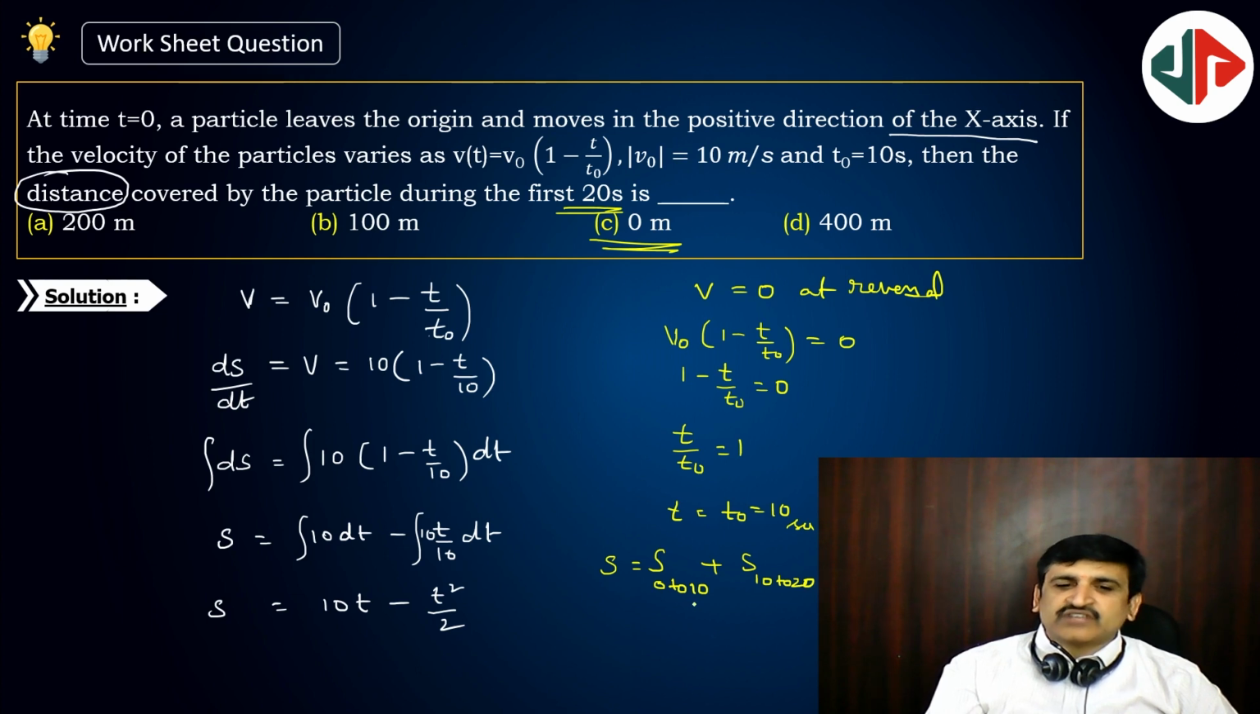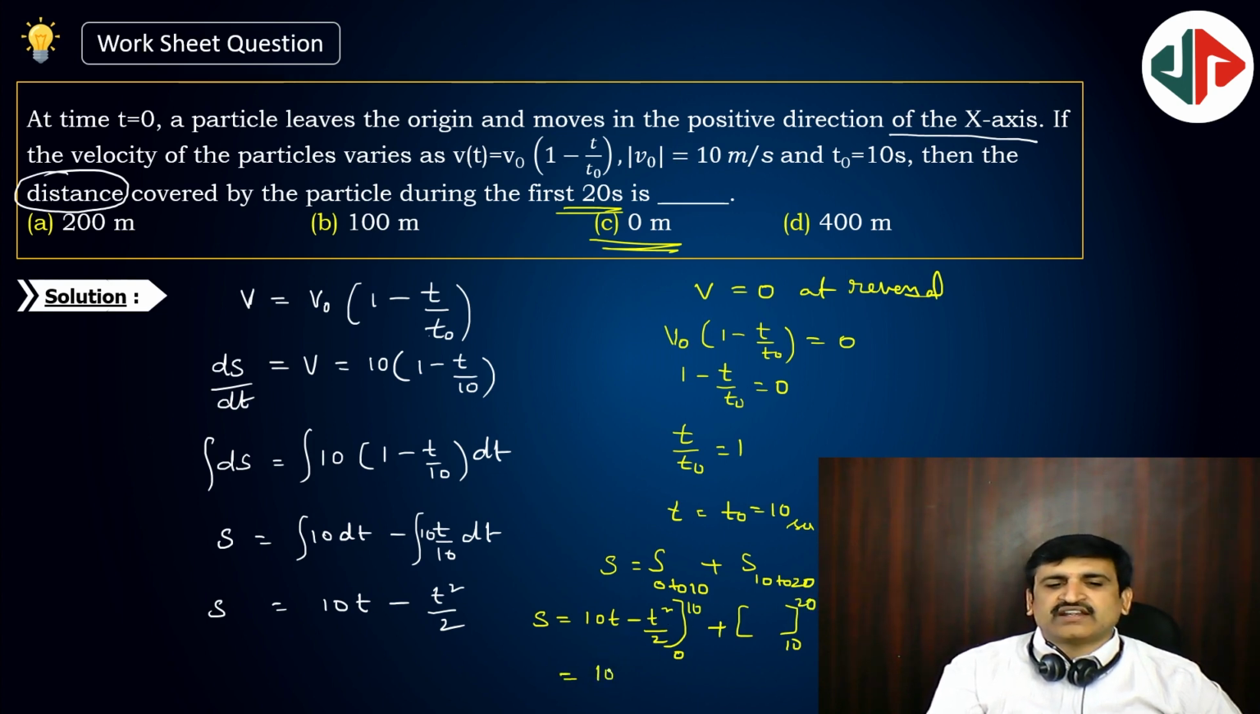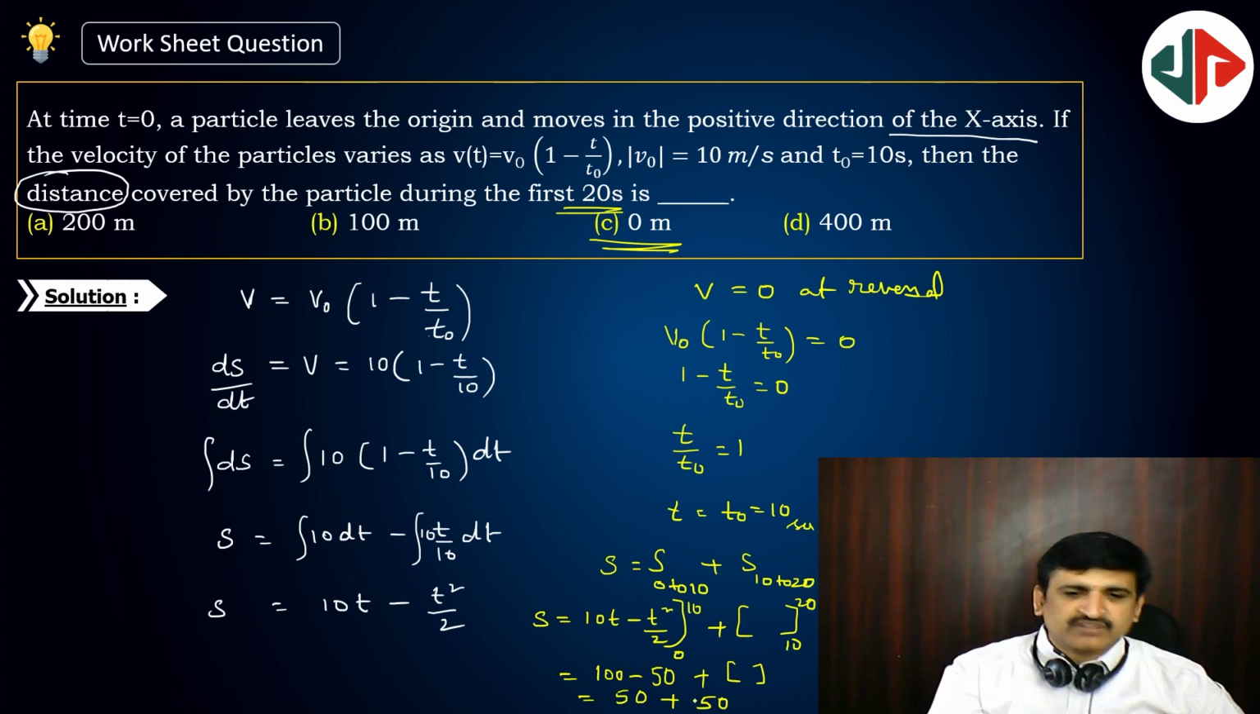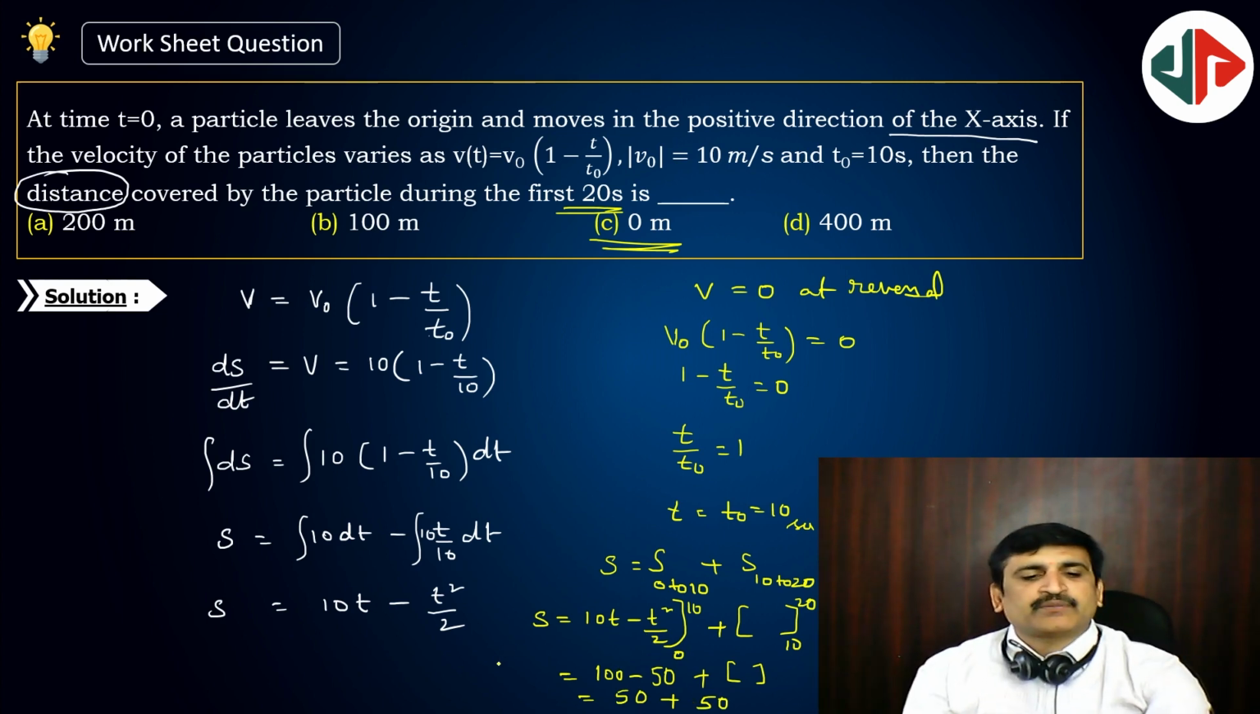So 0 to 10 integration once you have to do, and 10 to 20 you have to do. 0 to 10, that is 10t minus t square by 2, plus again 10 to 20 you have to do. After substitution, 100 minus t square by 2, 100 by 2, 50. So it is going to give you 50. This is also 50 only, because forward motion and reverse motion will be same. So 100 should come, B option.